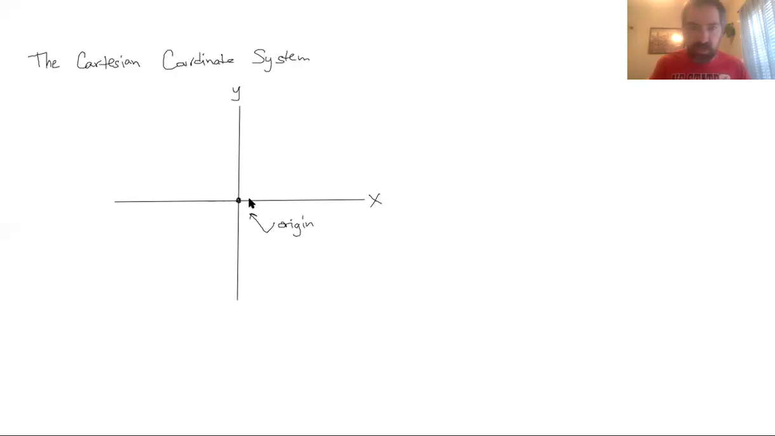The x-axis has positive values to the right of the origin, negative values to the left of the origin, and the y-axis has positive values above the origin, negative values below the origin.